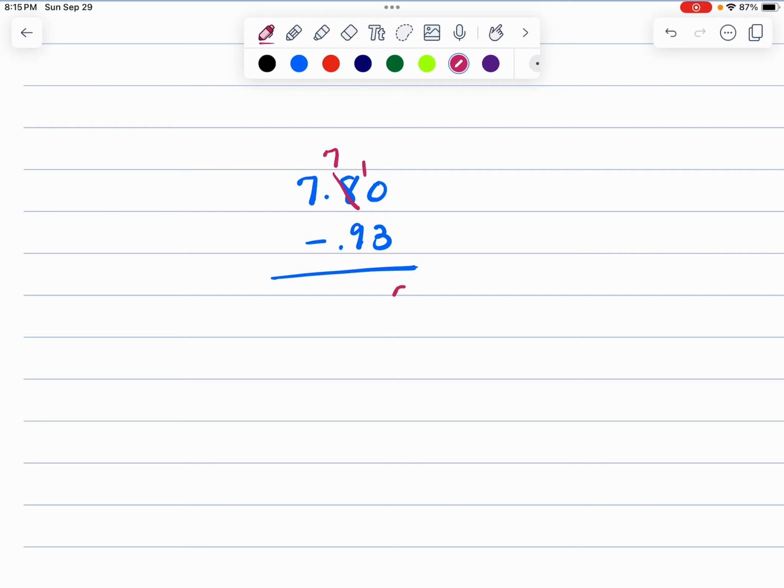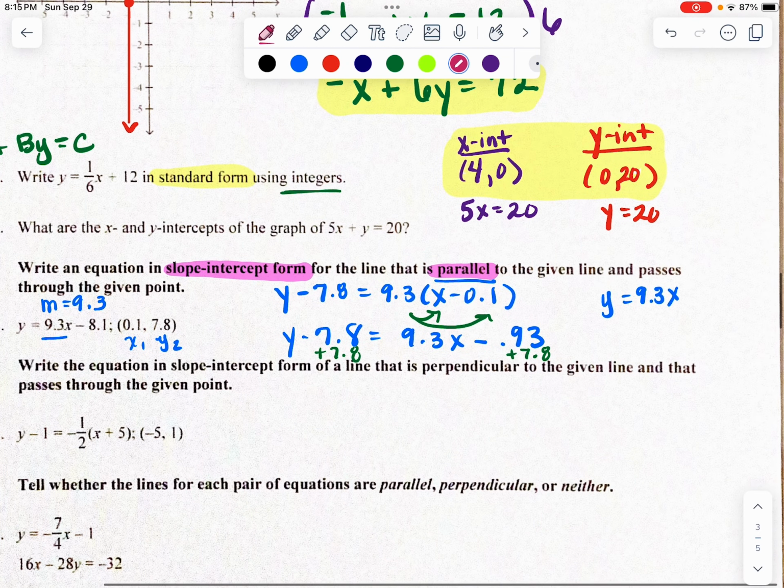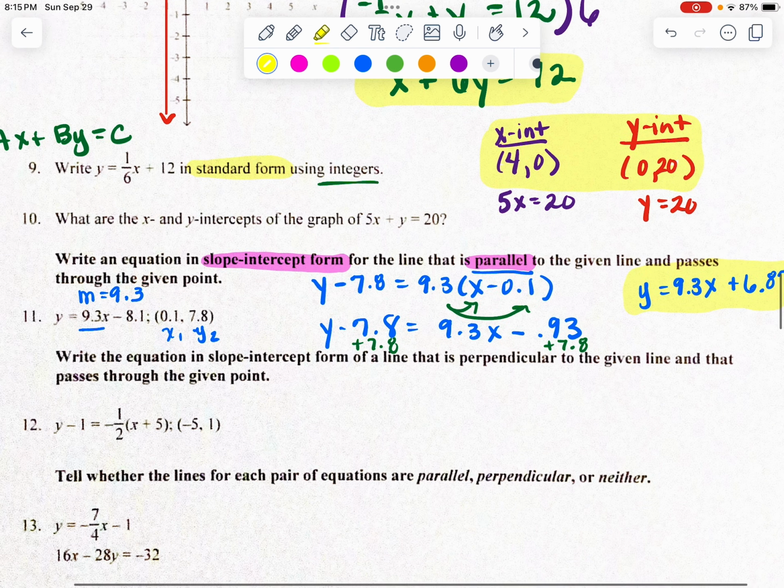Excuse me. So that's going to be 7. Of course, that's going to be what? 8. So 6.87. So that's 6.87. Maybe I did all of my adding and subtracting right. I'm in a hurry. I apologize if I did anything wrong. You guys have met me before. Here we go. So that's number 11.